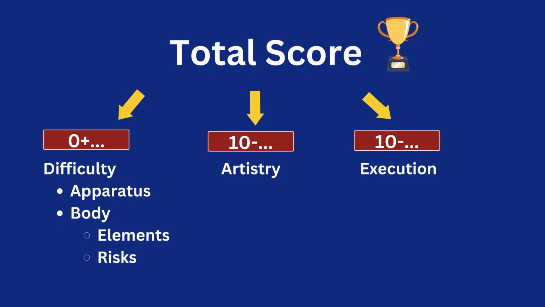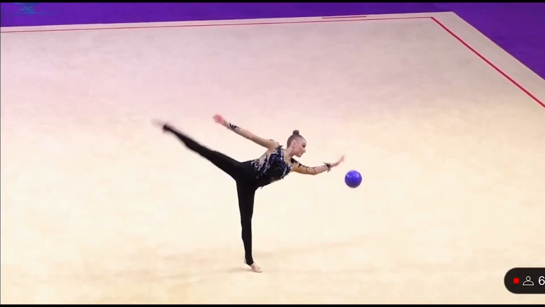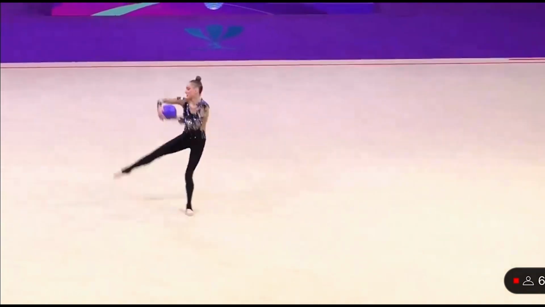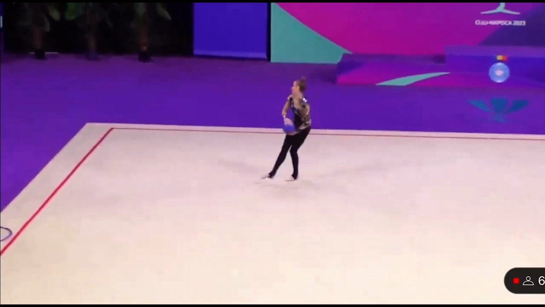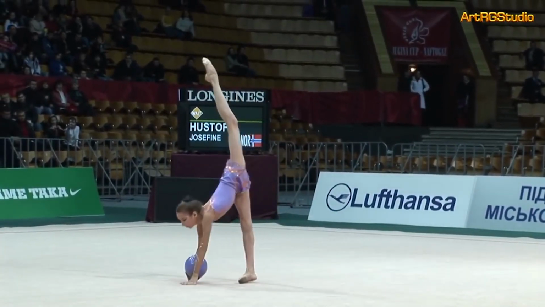Execution deductions are a bit less subjective and mostly relate to the quality of movements performed. Every single move the gymnast does is evaluated, and the gymnast can be deducted for incorrect technique of a body element, apparatus element, acrobatics, too far toss, and of course loss of apparatus or falling down.